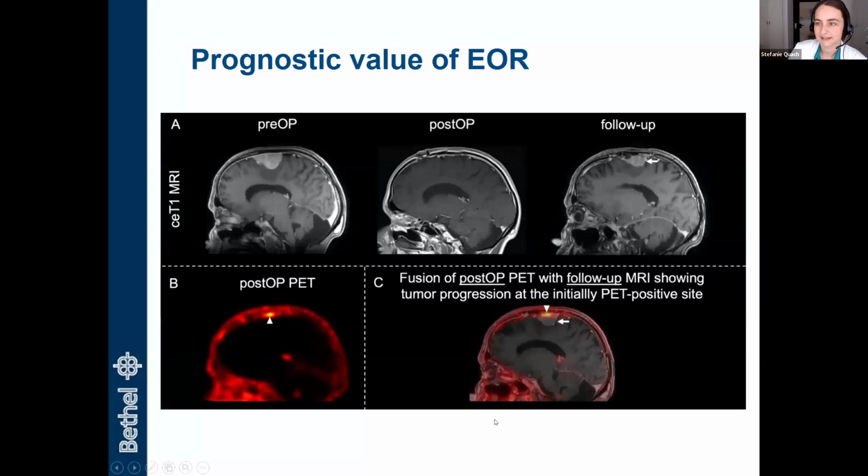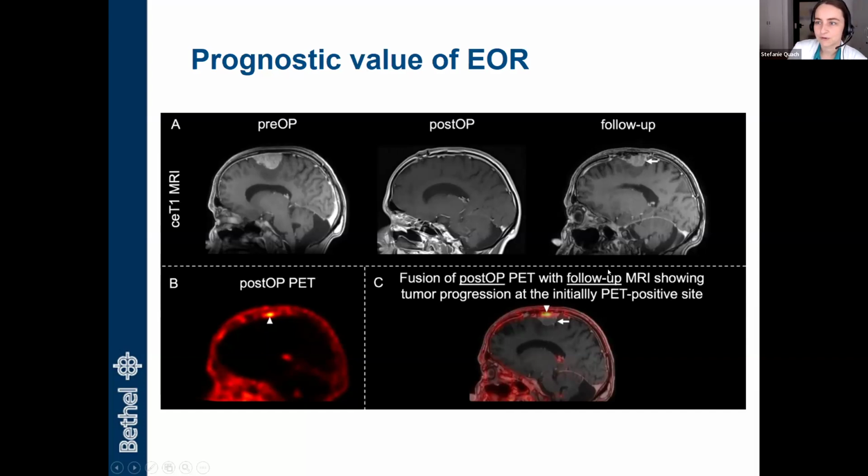So this is a visual representation of what this would look like, a preoperative MRI and postoperative MRI, where there was no clear residue, but within the dura near the sinus, there was a positive PET signal. And if you fuse the MRI several years later with the tumor recurrence, you could see that it overlaps with the original PET positive area.